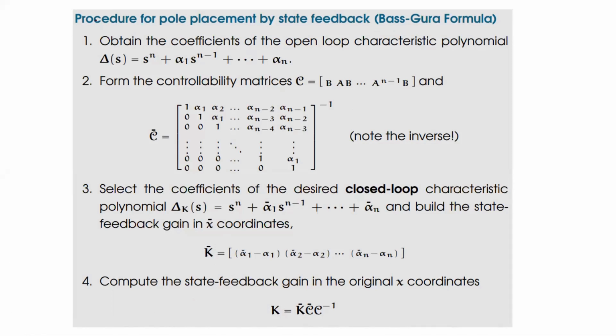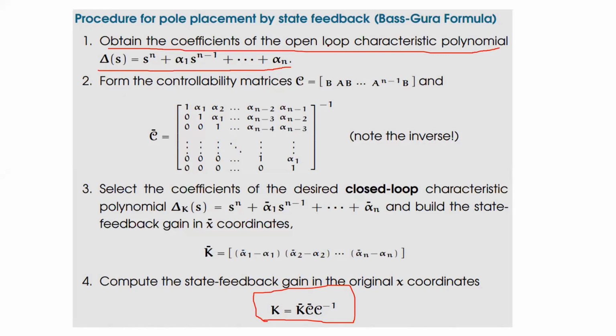Okay. Let us come to the first method. What is the method to find the value of the matrix? This is what we are going to see for the given closed loop poles. Find the coefficients of the open loop characteristic polynomial: delta of s is equal to s power n plus alpha 1 into s power n minus 1 plus and so on plus alpha n.